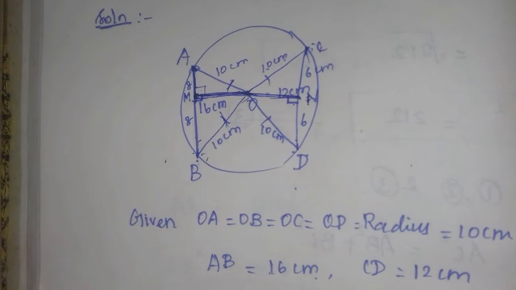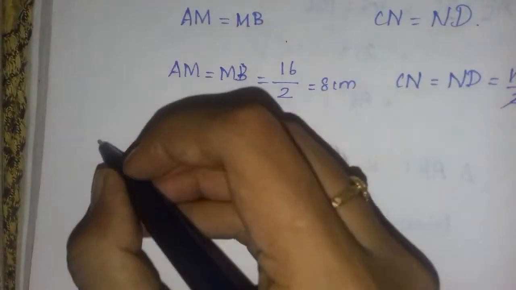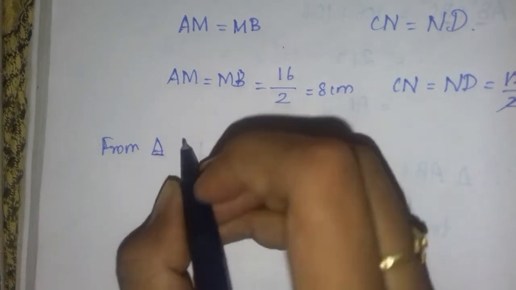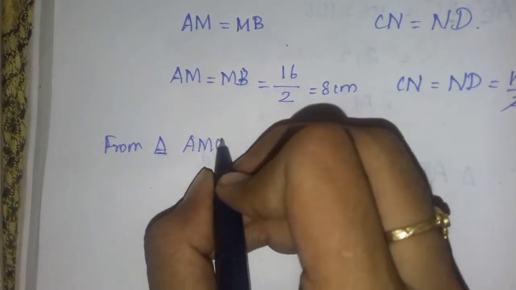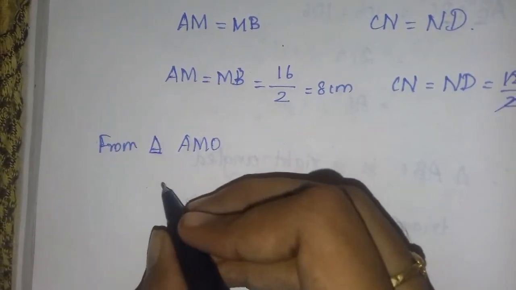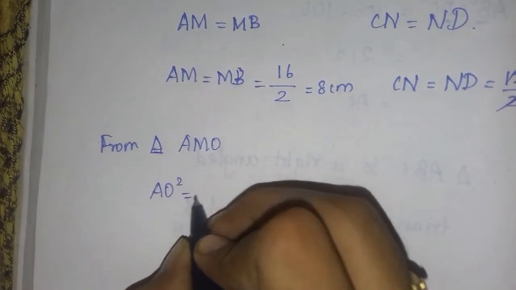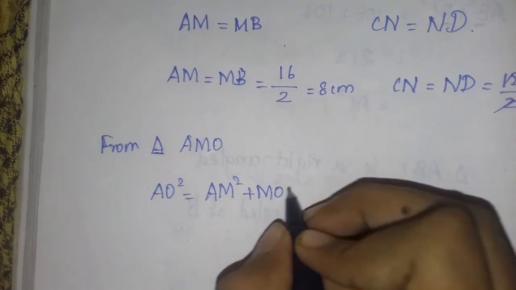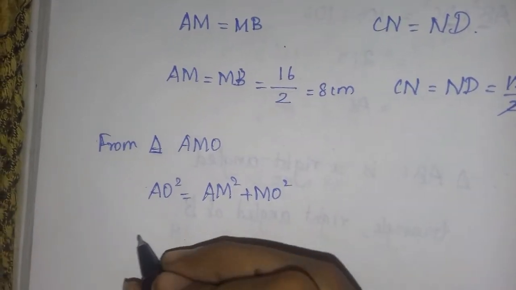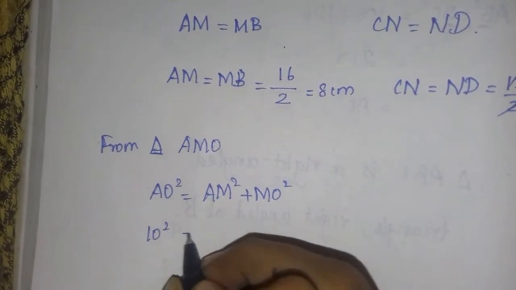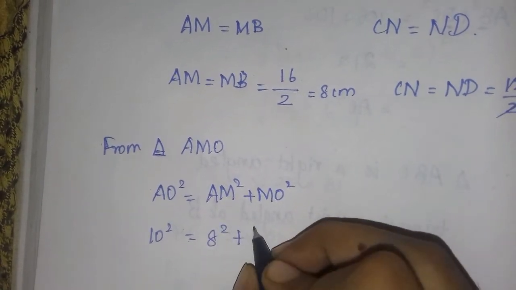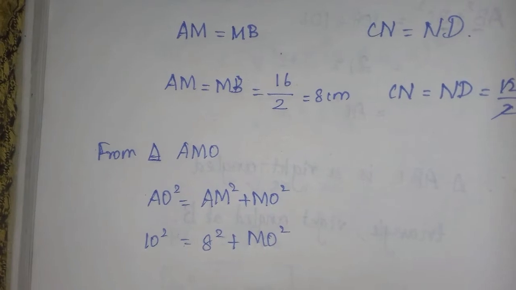Shall we proceed with the problem? Okay. From triangle AMO, what do we know? AO square is equal to AM square plus MO square. What is AO square? That is 10 square is equal to AM, which is 8, square plus MO square.